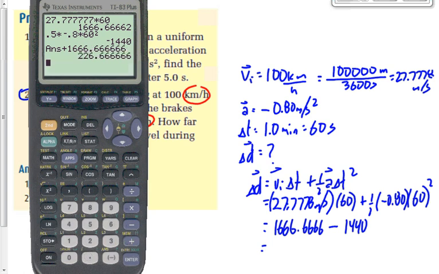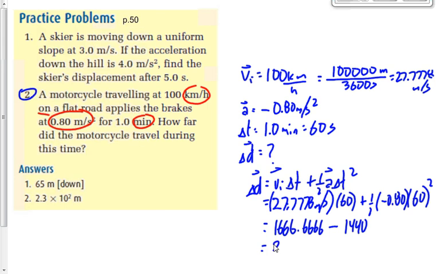And when we do the math on that, it works out to be 226.7, or 2.3 times 10 to the 2 meters. We actually should round it to 2 digits here because of our givens: 3 digits, 2 digits, 2 digits. Final answer has 2 digits. Okay, how many people got that one? 2.3 times 10 to the 2, or 226, or whatever. Good, good.